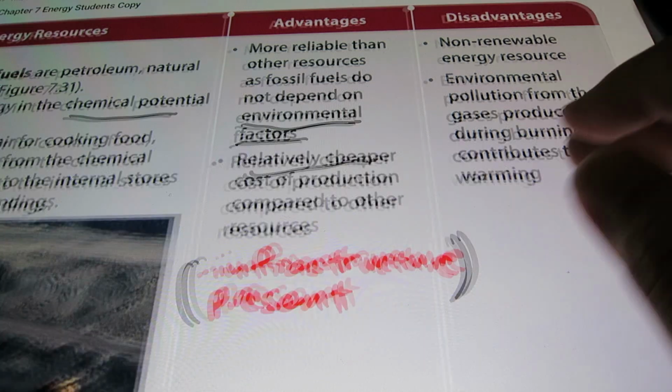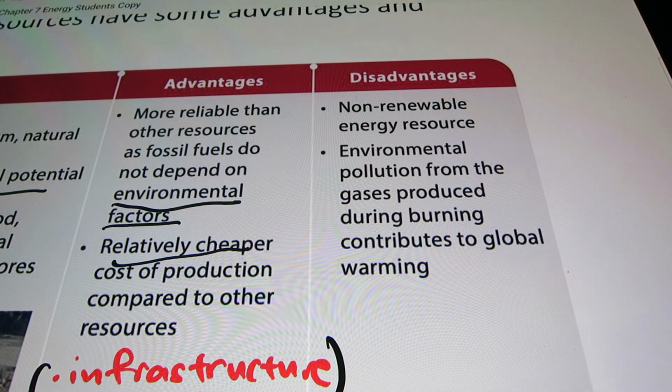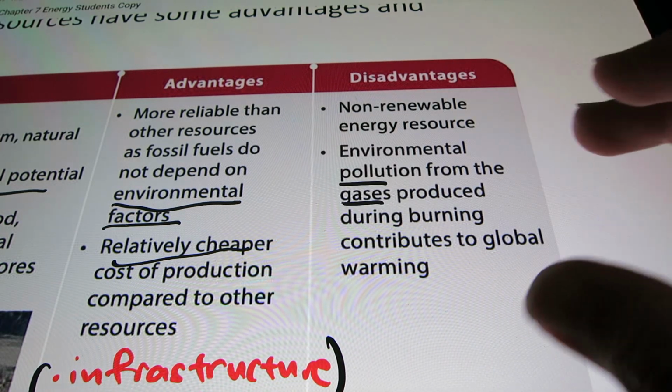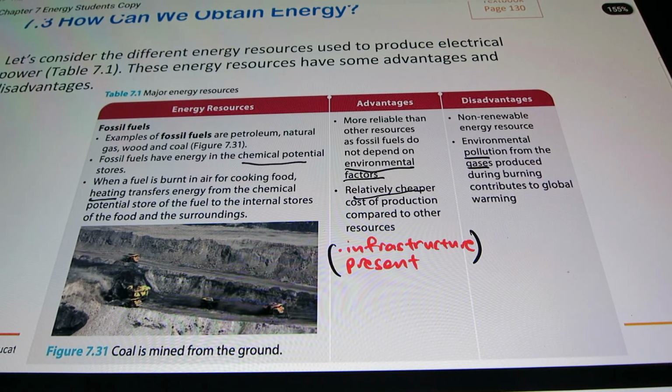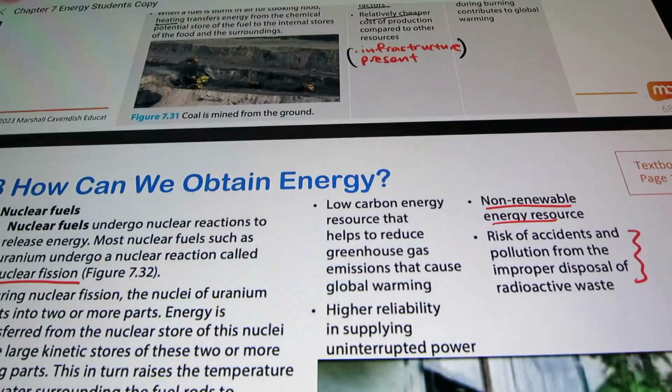Alright, some of the disadvantages is that it's non-renewable. Once we are out of it, it's gone. And of course, pollution from the gases produced during the burning process. Alright, so that is one of the energy resources that we tap on.